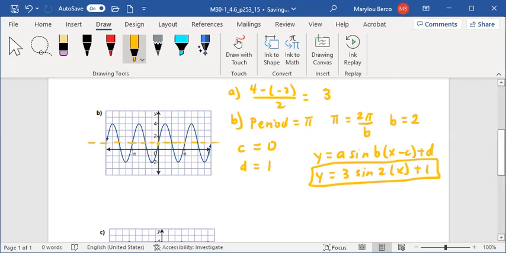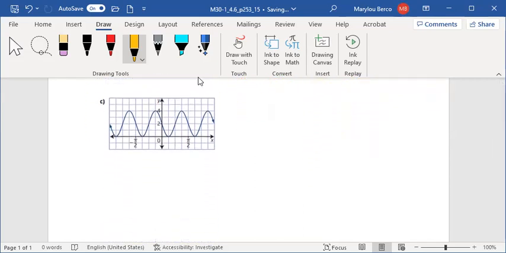Okay, for c, the first thing we're going to find is the amplitude. So A equals 4 minus 0 divided by 2, which is 2. The period, if we take a look from here to here, is pi over 2 minus 0. So the period is equal to pi over 2. So we have pi over 2 equals 2 pi over b. B will be equal to 4.